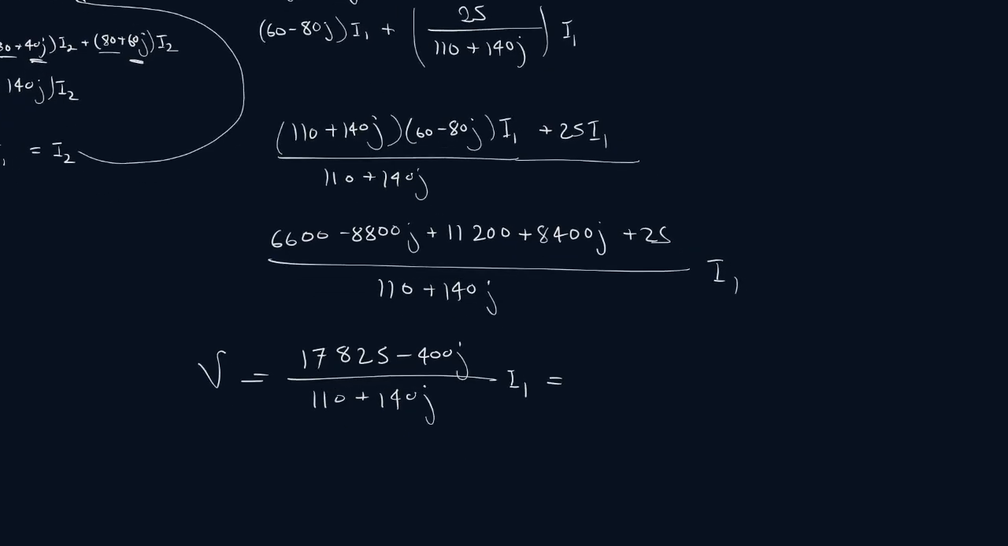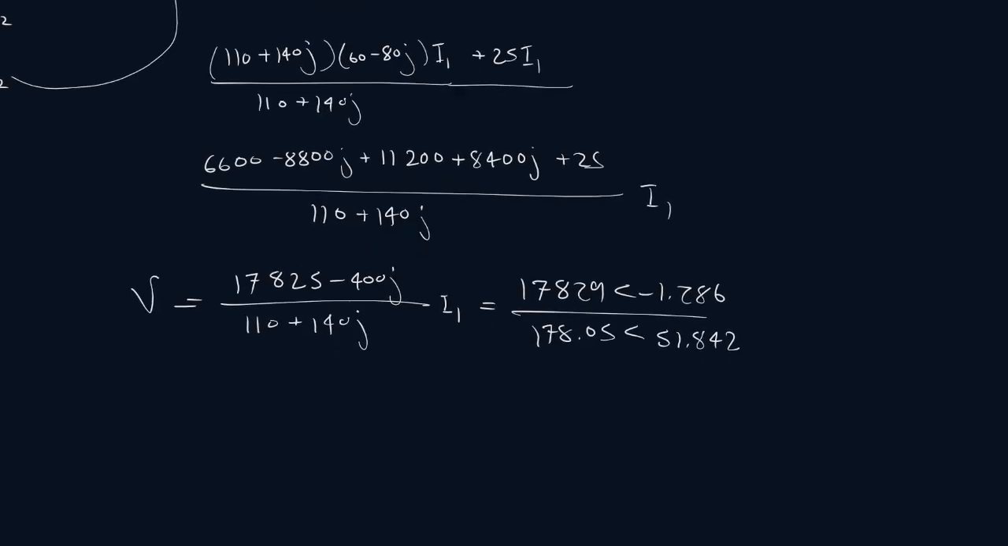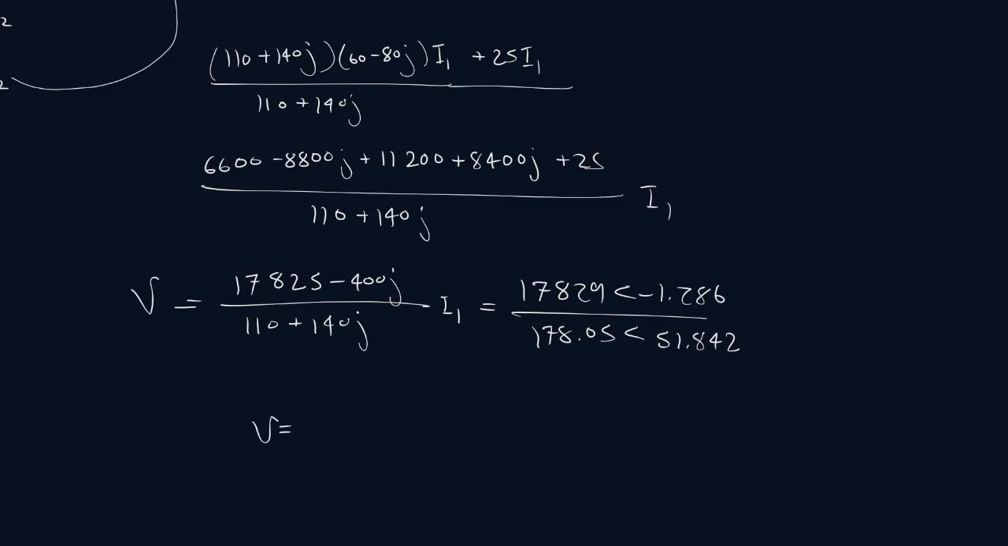So in phasor format, it's 17,829 phasor minus 1.286 all over 178.05 phasor 51.842. So V will be, this divided by this gives you 100 phasor, and then this minus this is minus 53.128, and obviously times I1.